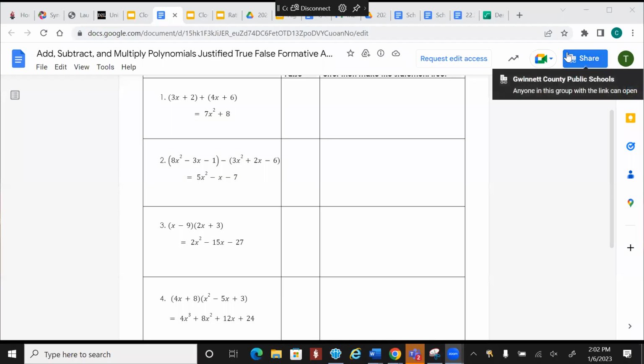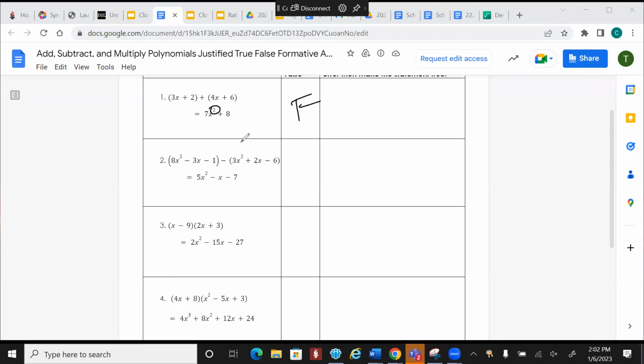Okay, so let's talk really quick. Ready? What did you get for number one? True or false? False. And the reason why is because that exponent is not correct, right? You should have gotten 7x plus 8. On the next one, did you get true or false? False. You should have gotten 5x squared minus 5x plus 5.